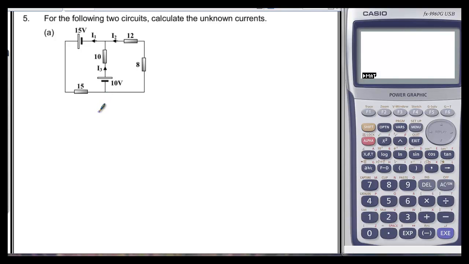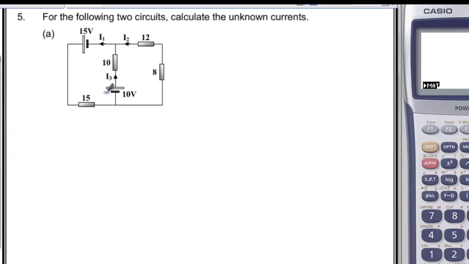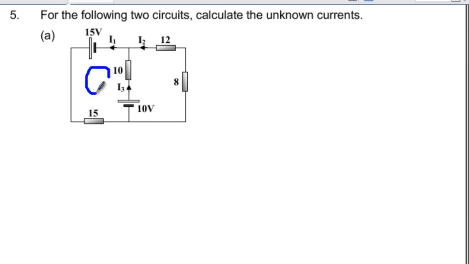Question number 5. For the following two circuits, calculate the unknown currents. The first thing you need to do is decide which way you want to walk around the circuit. So we can start here and we can walk this way, and we're going to call this one loop A. Okay, and so for loop A, I'm going to generate an equation.